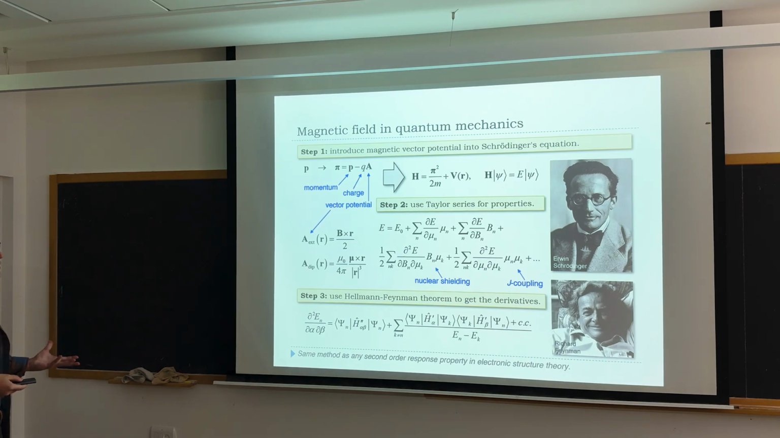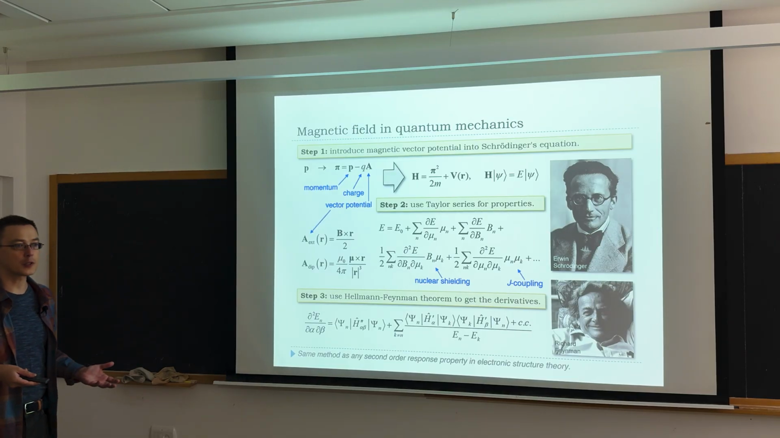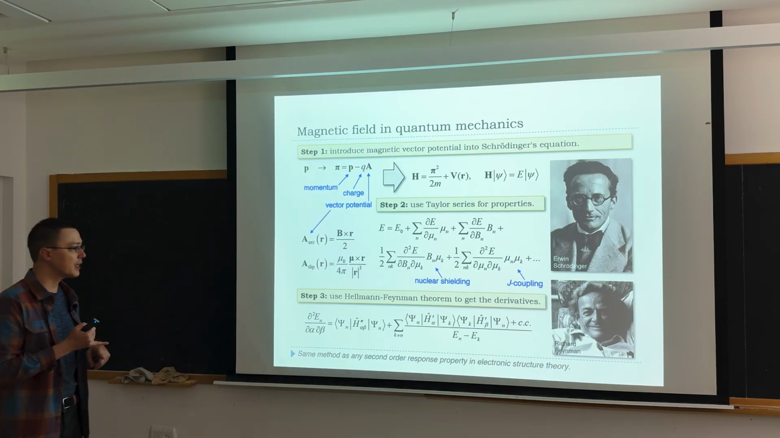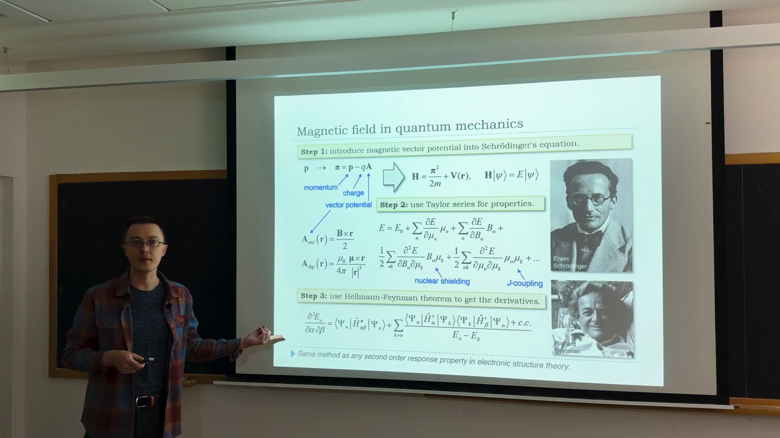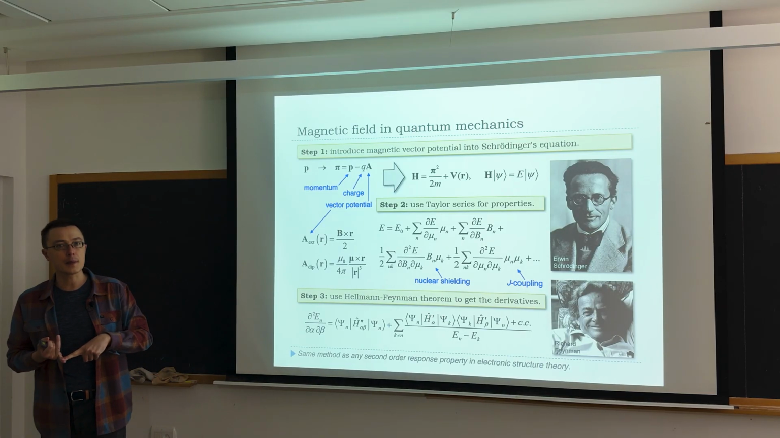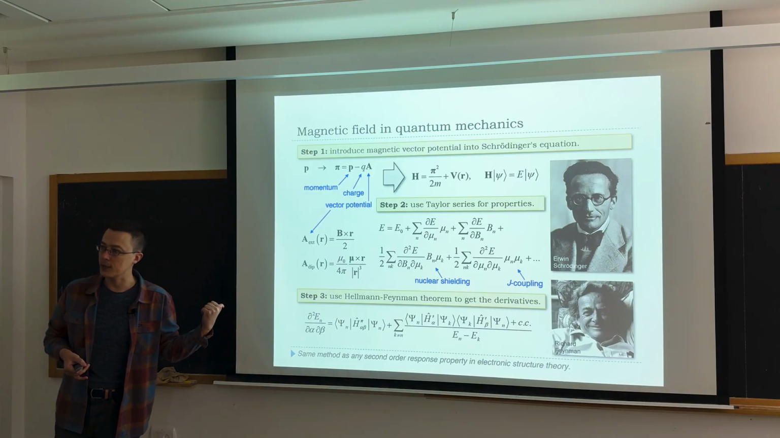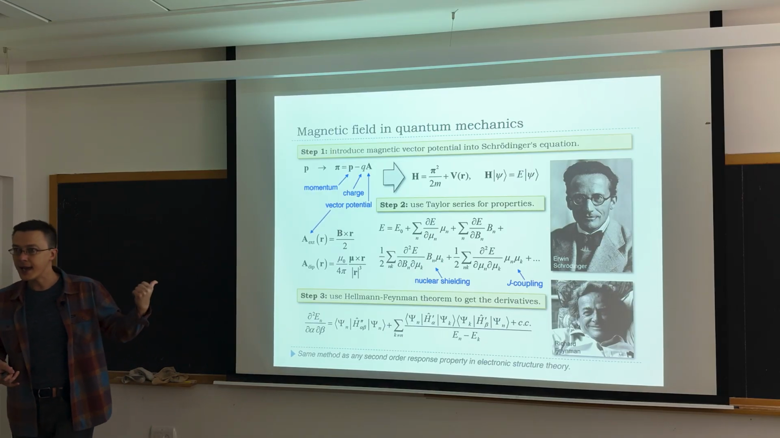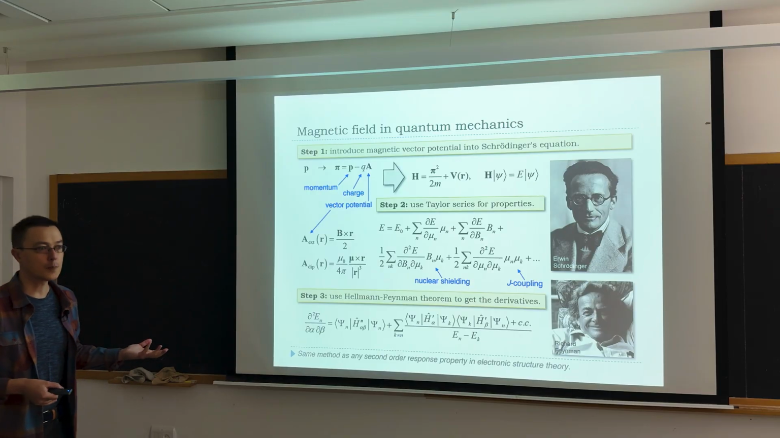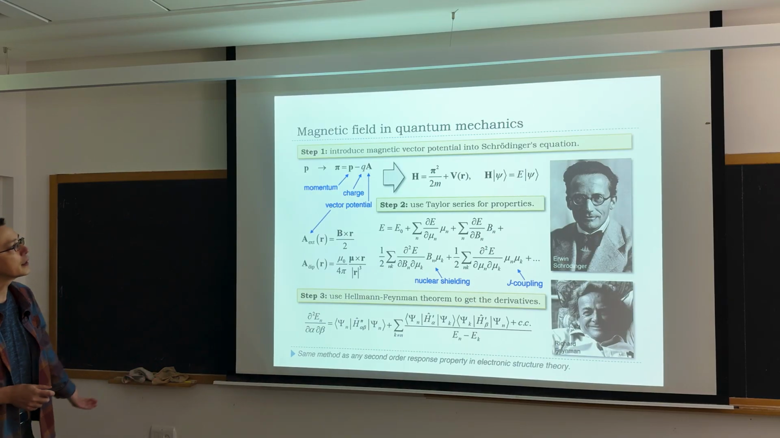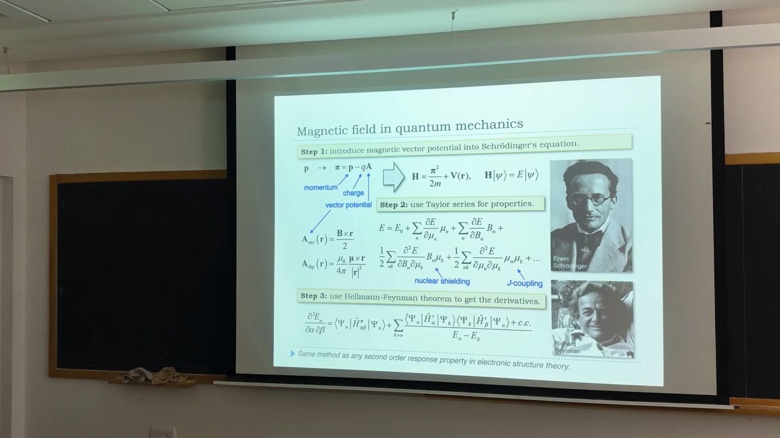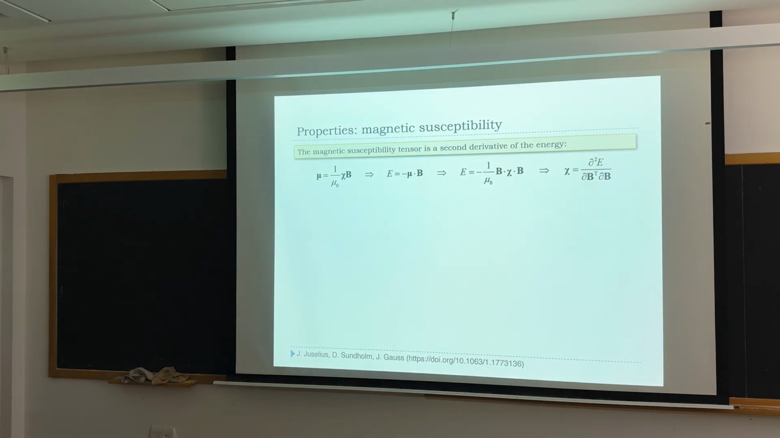So this is the same method as any second order response property in electronic structure theory. If you're calculating vibrational spectra, this is how you would calculate the displacement derivatives. If you are calculating polarizabilities, this is how you would calculate electric field response derivatives, etc. Every kind of response property in molecular quantum mechanics is calculated like this. And that includes, as you can see, magnetic properties.